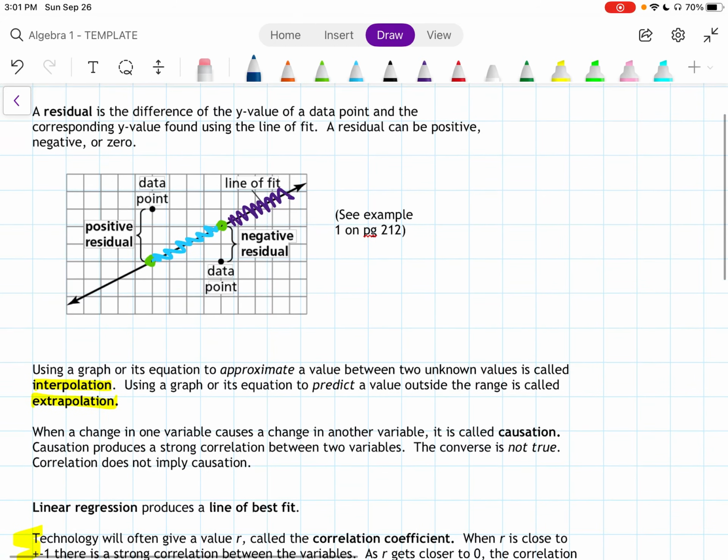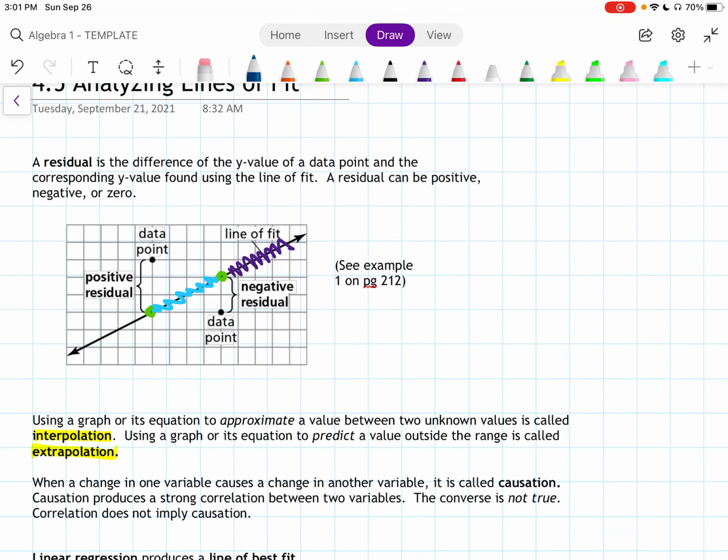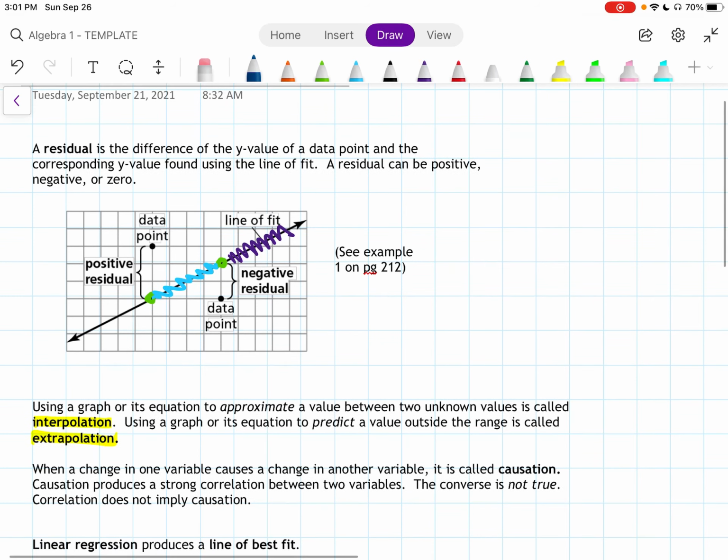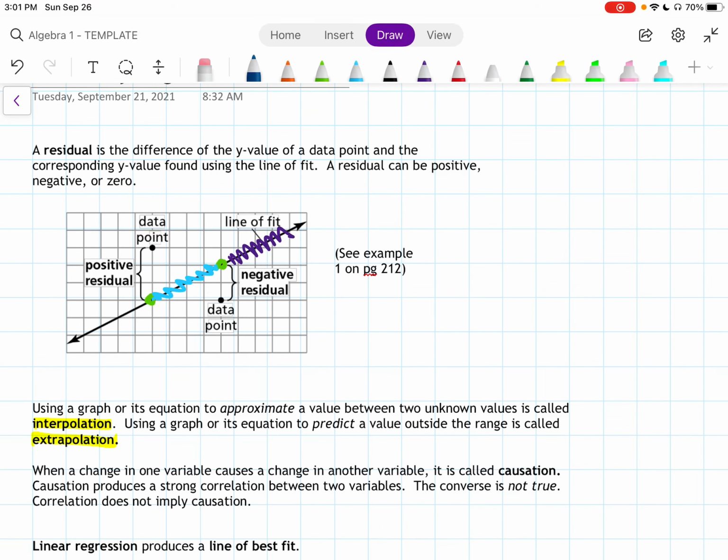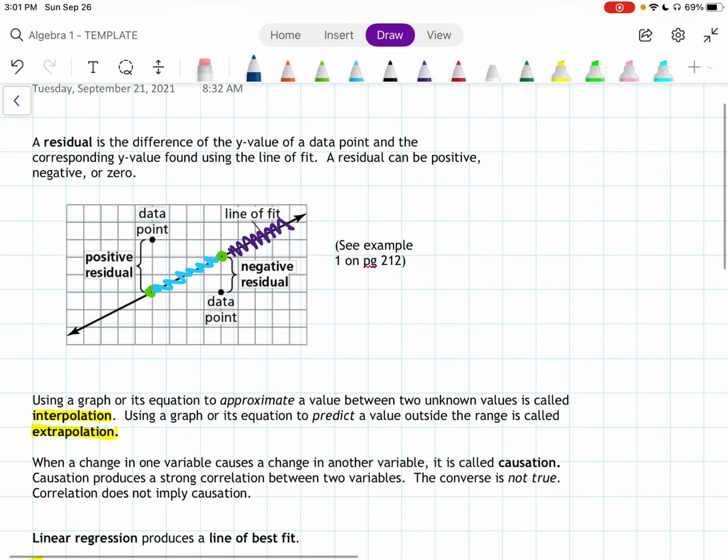All right, so let's make sure that we have the residual thing copied down. We've got interpolation and extrapolation.